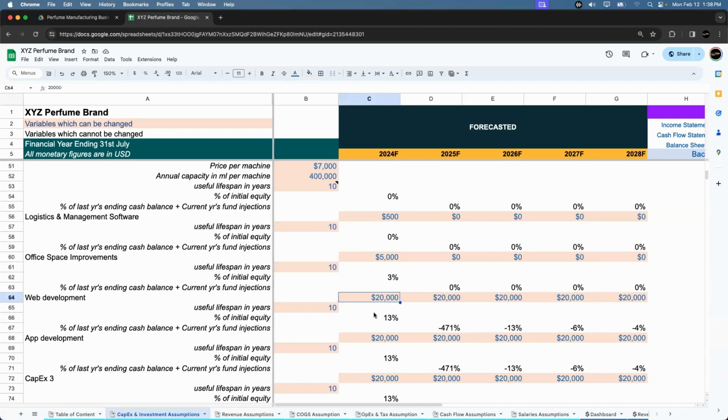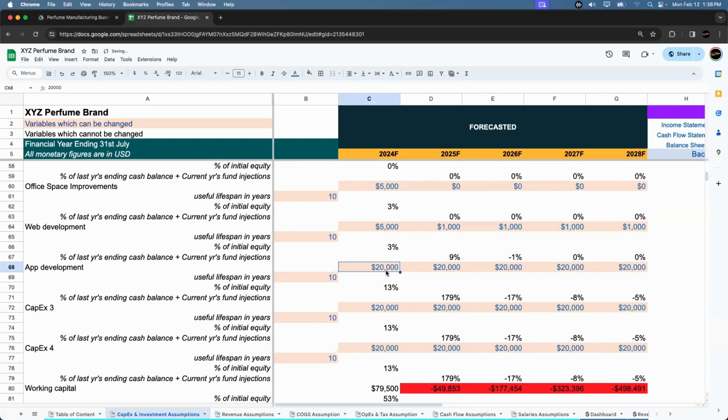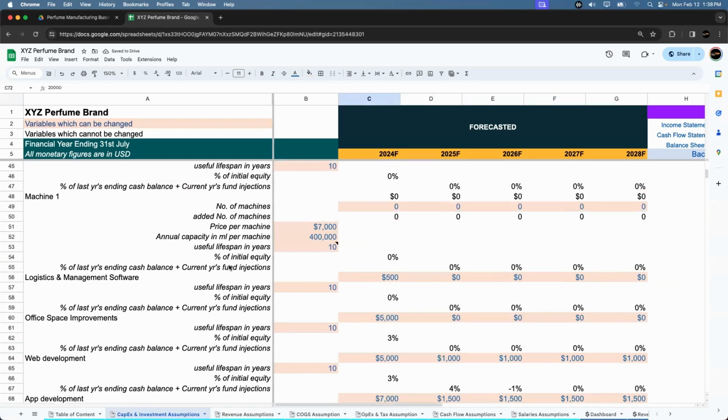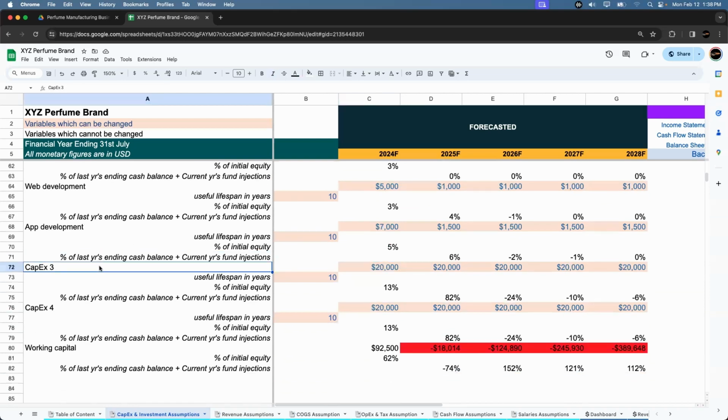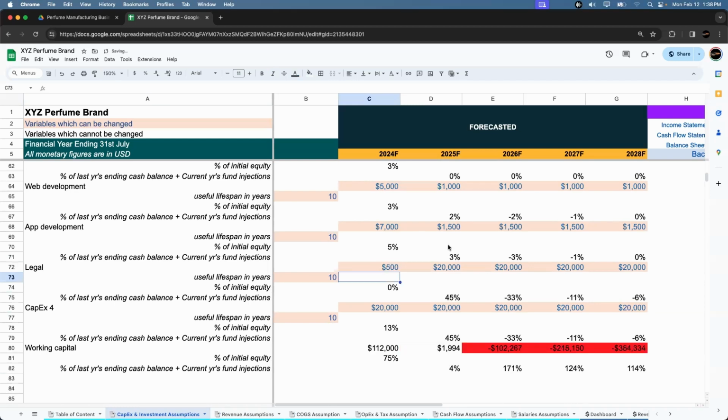Initially, once you, let's say, spend $5,000, you won't have to pay every year. Maybe next year, if you want to add new features, then maybe $1,000, then $1,000. So maybe for the improvements, you might pay $1,000 or $2,000 depending on your situation. The same goes for app development. Let's say it costs 7,000. Next year, you want to add new features, you can just put in 1,500. So after this you might want to spend some on legal expenses for company setup. Legal, maybe 500, and let's make this zero.